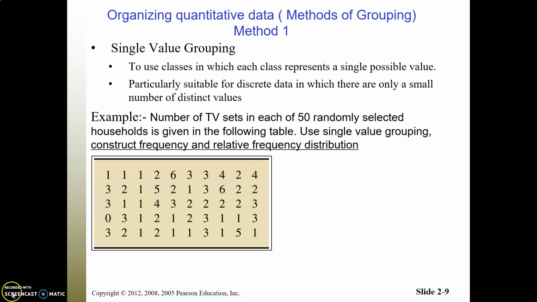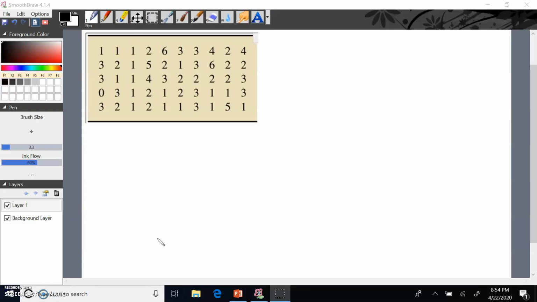How we are going to do that, I will show you in a minute. So this is the data we have. These are the number of televisions in a certain household. Somebody says I have 3 televisions, somebody says I have only 1 television. These are the 50 households from which we get the data. We want to make a frequency and relative frequency distribution.